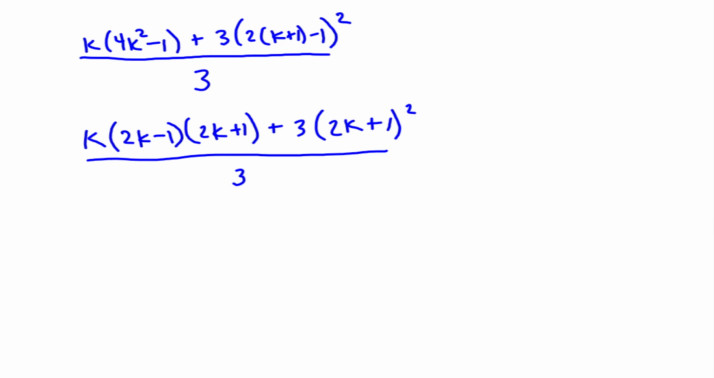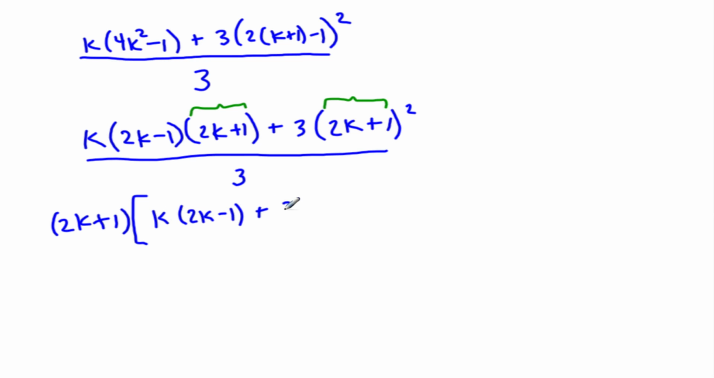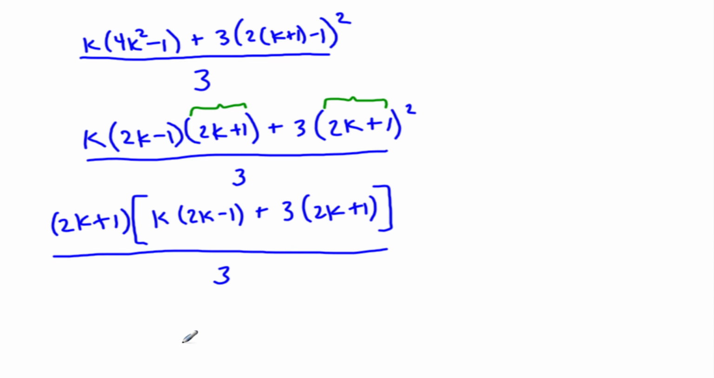And you see here, this is 2k plus 1, and this piece has a 2k plus 1, so I'm going to factor out a 2k plus 1. So 2k plus 1 times k, 2k minus 1, plus 3, and I still have another 2k plus 1 here because it was squared. I'll divide by 3. And this is just going to be a quadratic, so let's expand that.